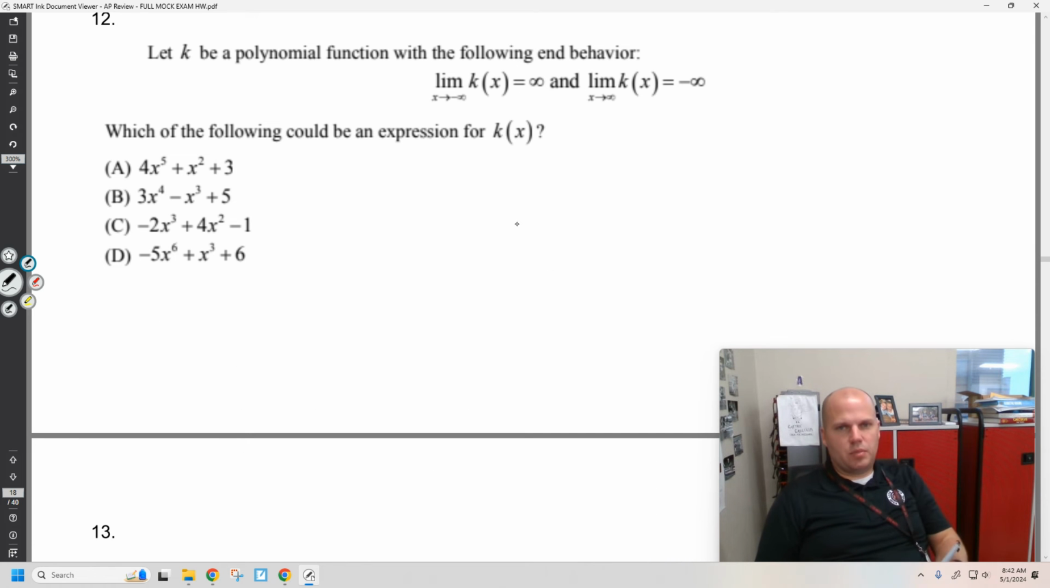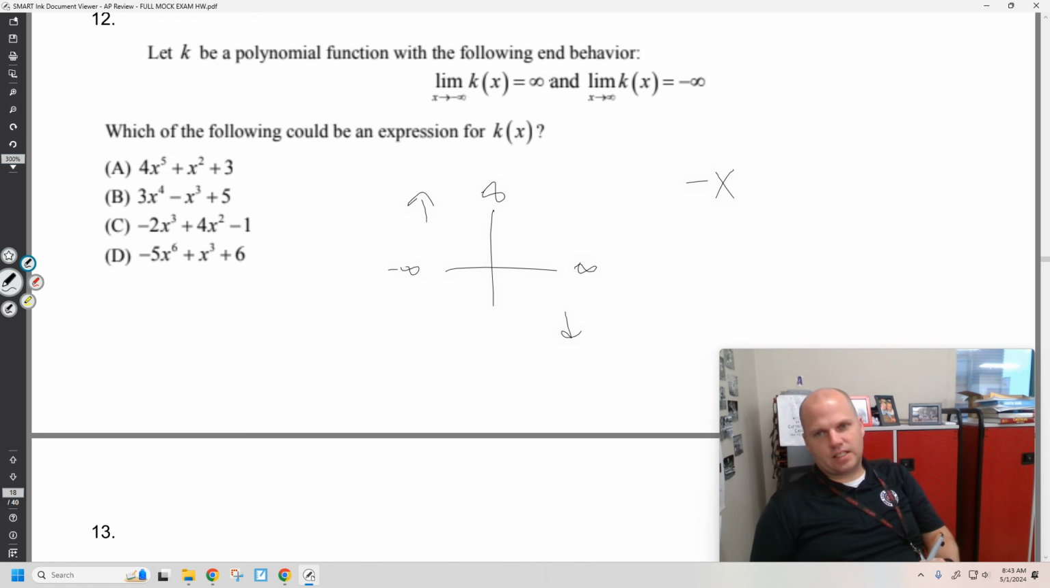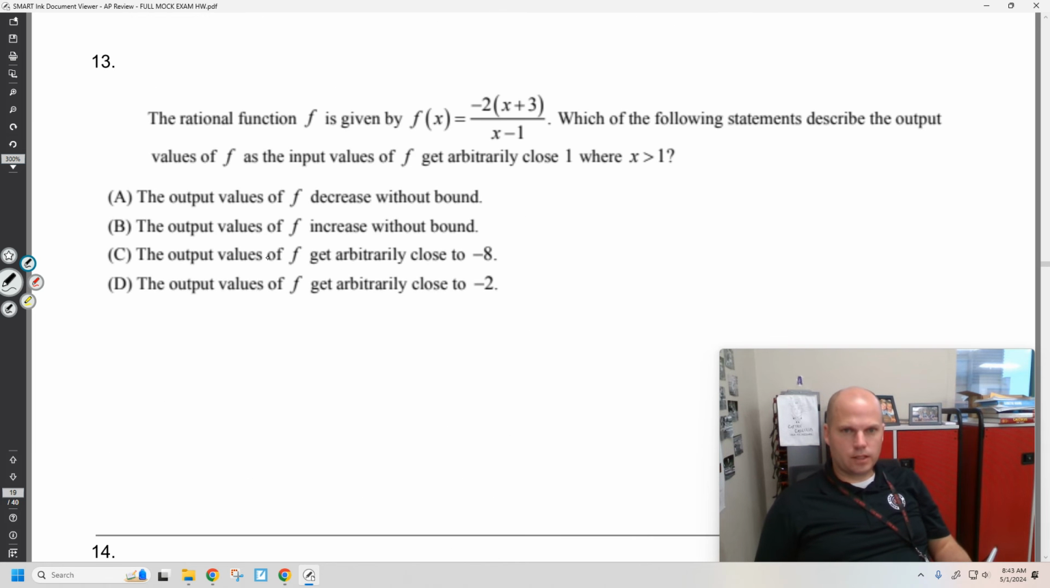All right, my end behavior is negative infinity, positive infinity, negative infinity, positive infinity, x's, y's, positive infinity, negative infinity. So I have this negative x to the odd. Pay attention, make sure you're going in decreasing order to find the degree. So I got that. Okay, as we get close to 1, but where x's are bigger than 1.